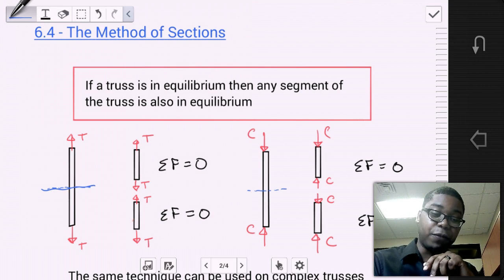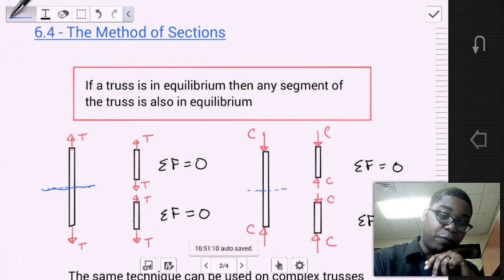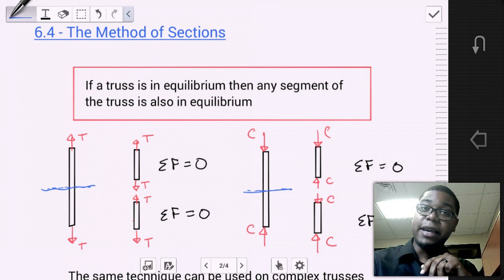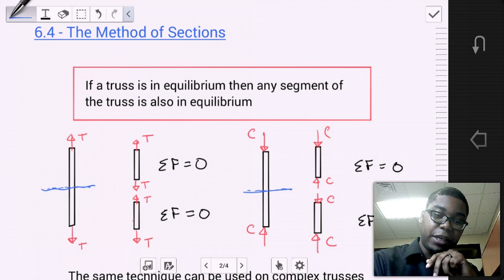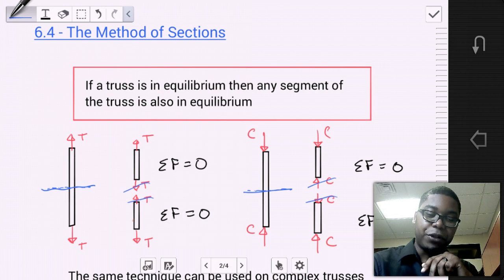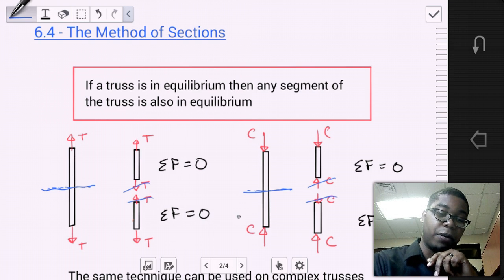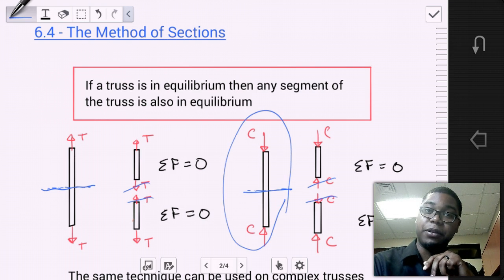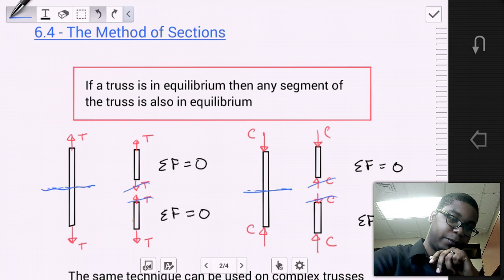We can also do this for problems that are under compression. So say we have a bar that's under compression. If we were to take that bar and segment it into two pieces, each piece would maintain an equilibrium state, okay? And we can very easily see that if we were to take these two sections and put them back together, these internal forces that we described, the internal compression and the internal tension, will disappear and we return back to our combined drawing.